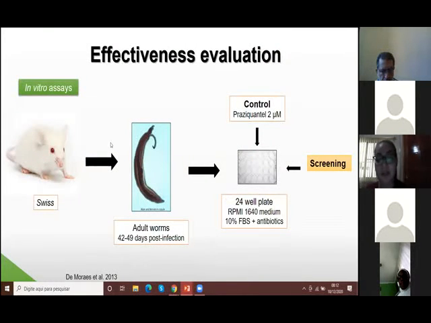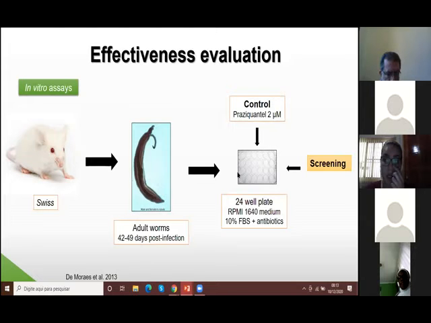First of all, to identify this property, we made a trial with adult worms in in vitro assays. For this, we used Swiss mice infected by subcutaneous injection. Forty-nine days post-infection, we made a perfusion and retrieved these worms. The worms were deposited as couples in a 24-well plate with medium, 10% FBS, and antibiotics. For positive control, we used 2 micromolar praziquantel.